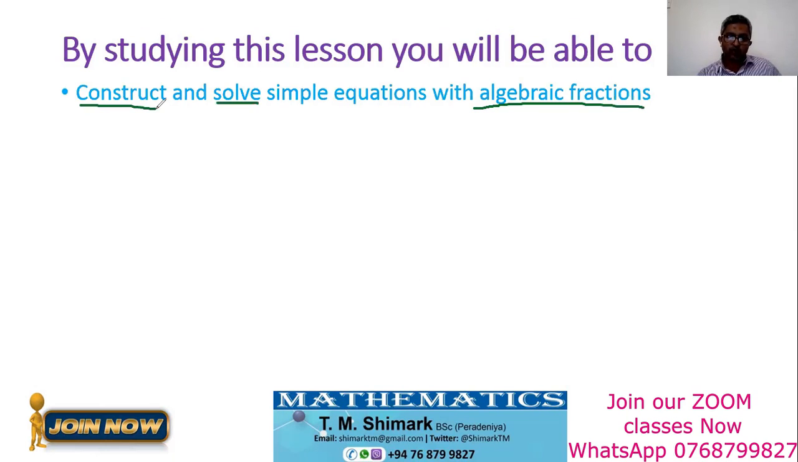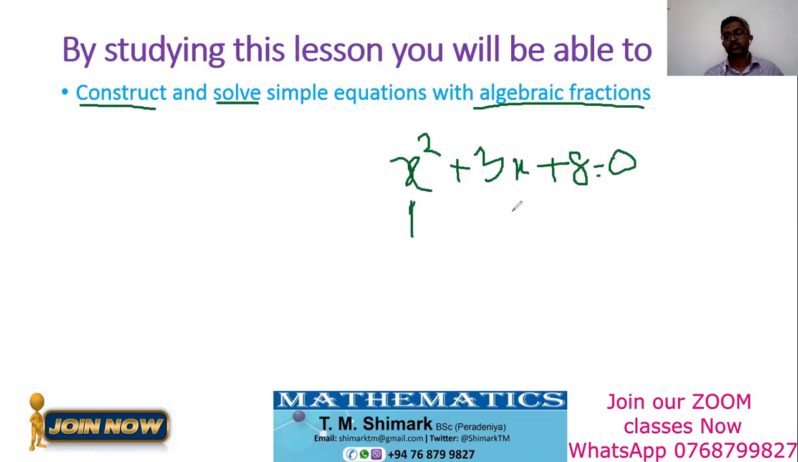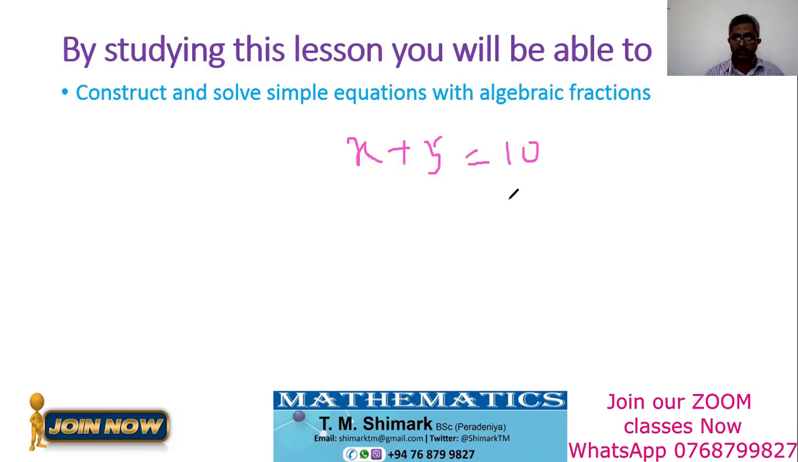If you ask me what a simple equation is, it's not a quadratic equation. We have seen the meaning of quadratic, right? We were saying x squared plus 3x plus 8. This is a form of equation. This is also an equation. There is an unknown factor x, but this is not a simple equation. This is a quadratic equation. This is what we call a simple equation.